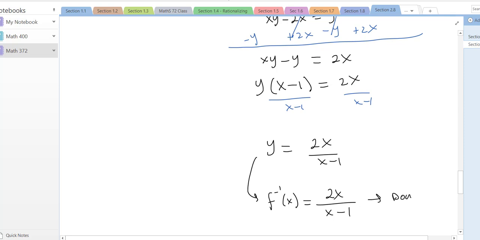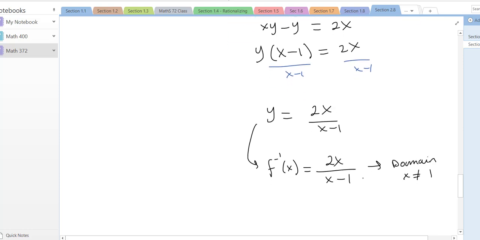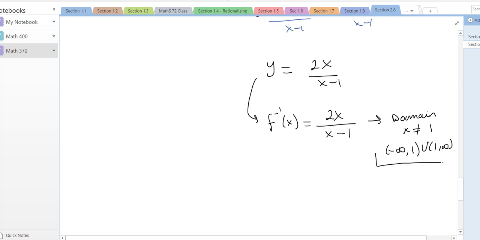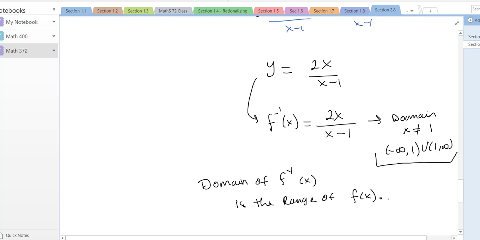Now the domain of the inverse is: x can't be 1. So all real numbers except 1, that means minus infinity to 1, union 1 to infinity. Remember that the inverse takes the outputs and puts them in as inputs. So this also says that this range of values is actually the range of the original function. The domain of f inverse is the range of the original f of x. That's pretty cool because up to now, we've only been able to find the domain of a function. But by finding the inverse, I know the domain of the inverse is the range of f of x.